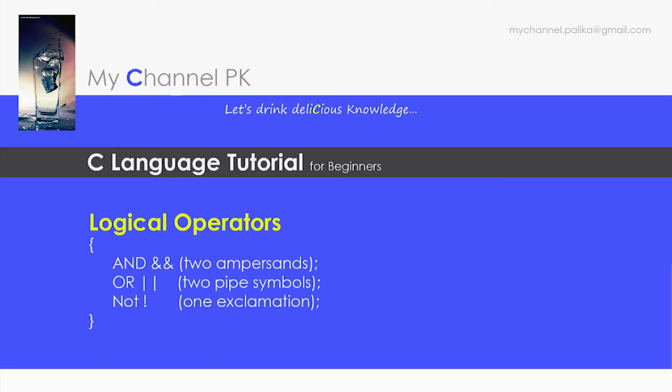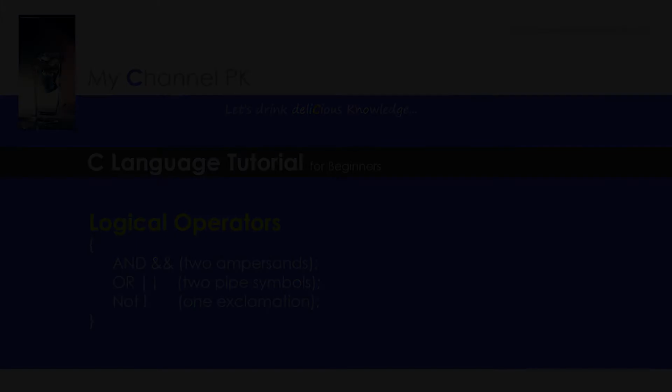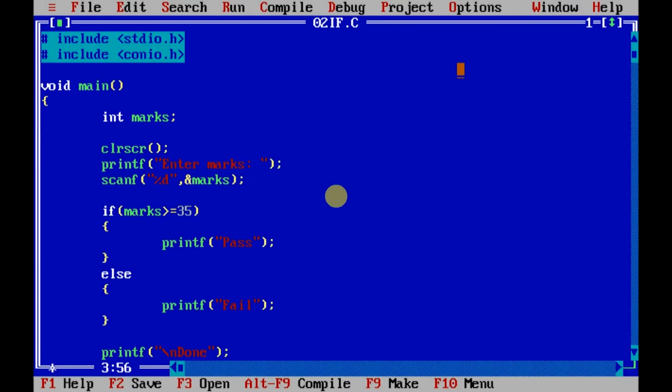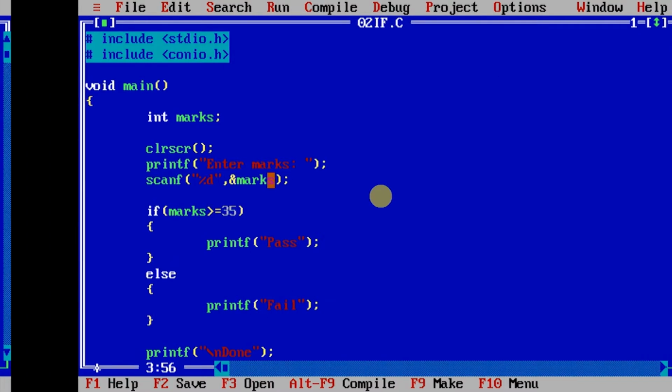Today we are going to look at logical operators AND, OR, and NOT. We have seen this program in our previous lesson, which prints either pass or fail based on the value that we enter into this marks variable. Now let's try to take marks of two subjects and check whether the result is pass or fail.